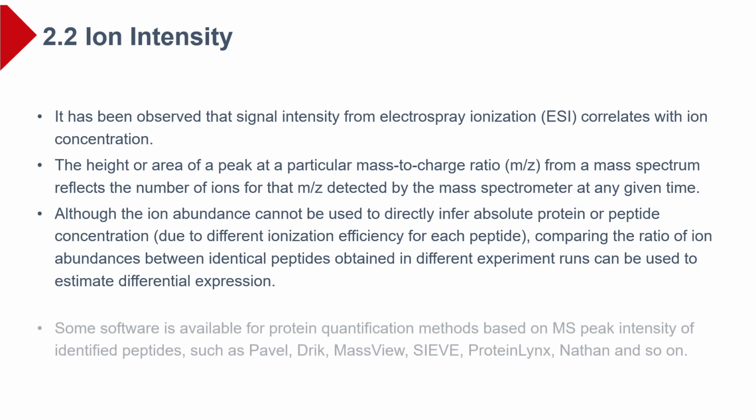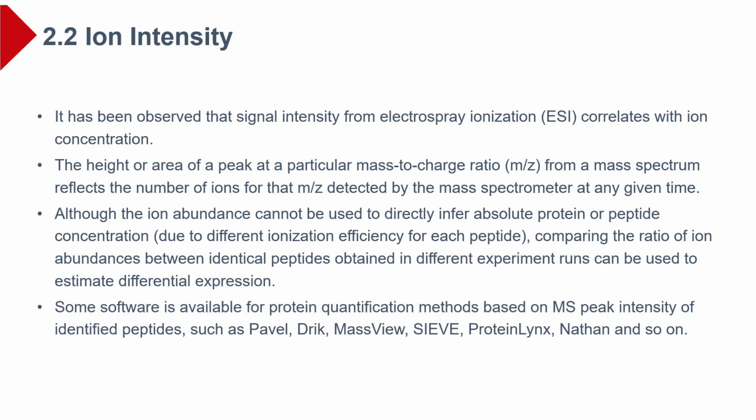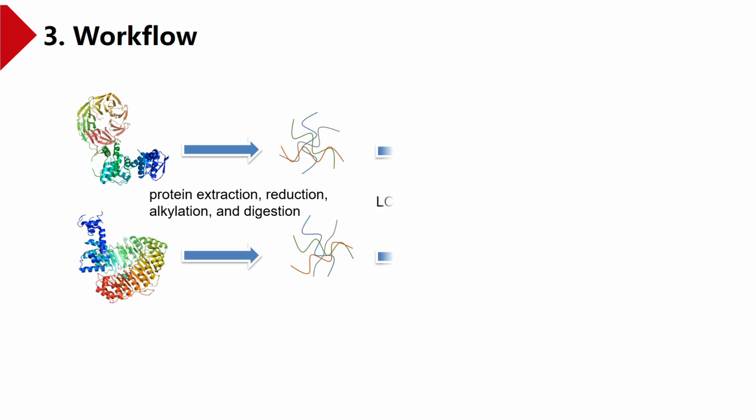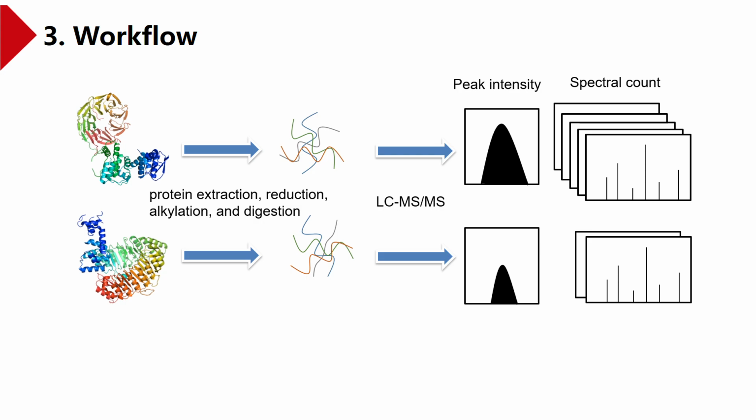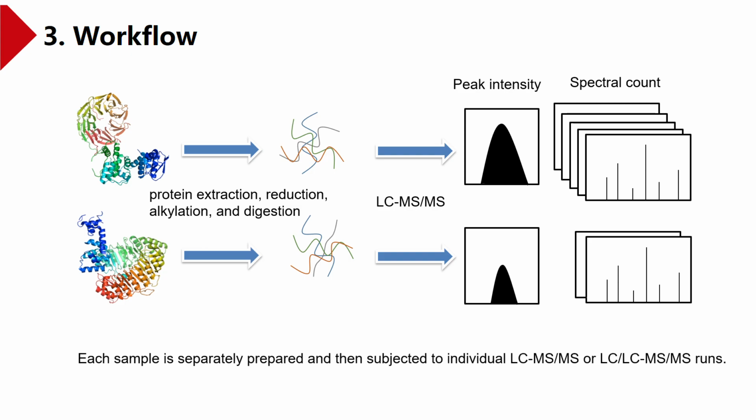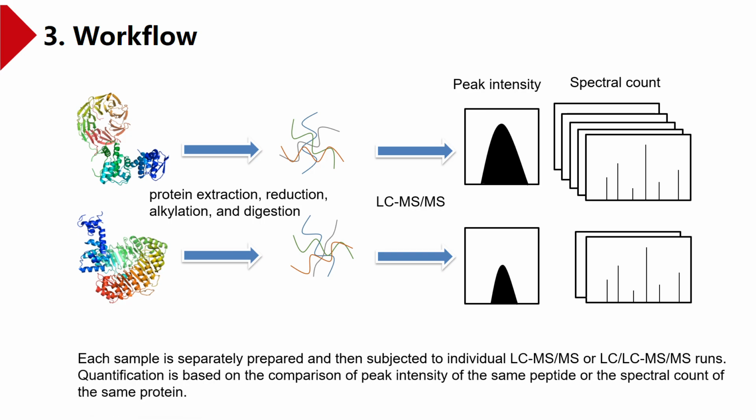Some software is available for protein quantification methods based on mass spectrometry peak intensity of identified peptides. There are several fundamental steps involved in the label-free quantitative proteomics, including sample preparation, sample separation by liquid chromatography and analysis by tandem mass spectrometry, and data analysis. In label-free quantitative proteomics methods, each sample is separately prepared and then subjected to individual liquid chromatography mass spectrometry runs. Quantification is based on the comparison of the peak intensity of the same peptide or the spectral count of the same protein.